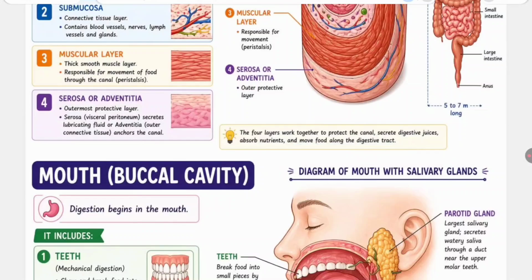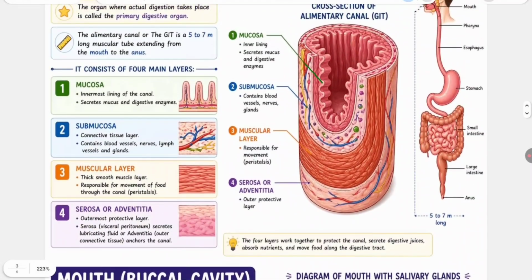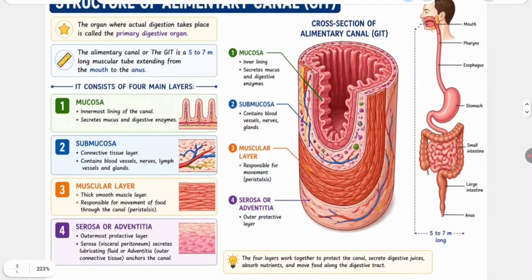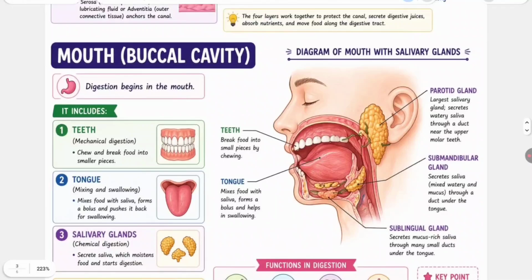Already I told you, you have to connect everything and read. You just cannot memorize it. Just connect and read, then only you can easily understand anatomy and physiology. Okay, the next organ we will discuss is the mouth or buccal cavity.